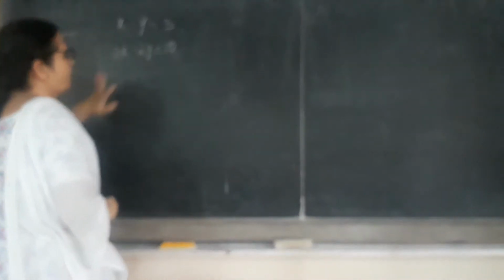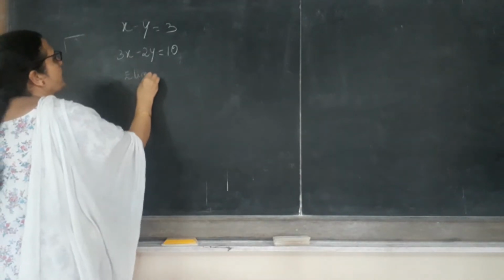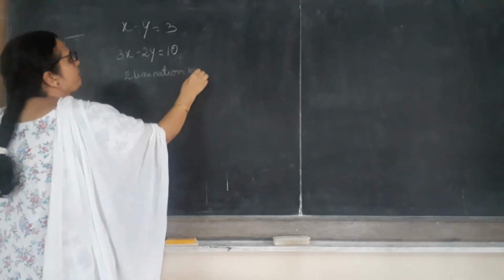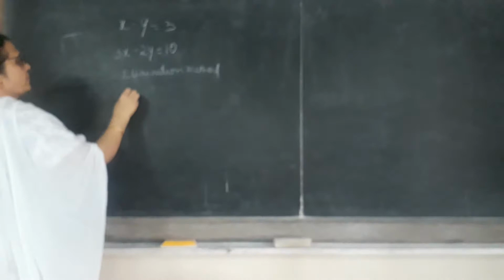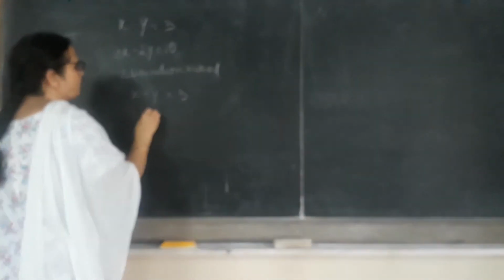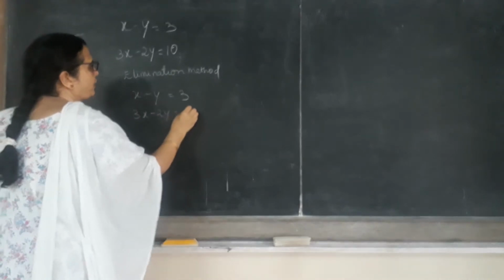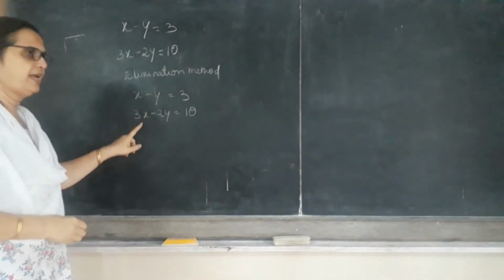Yes, first I go by the normal elimination method. In the elimination method, I have to make the coefficients the same, either x the same or y the same. The equations are x minus y is equal to 3, and 3x minus 2y is equal to 10.